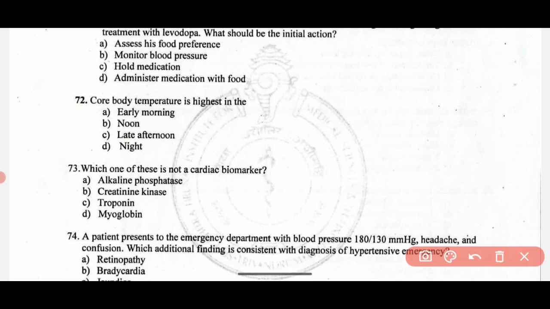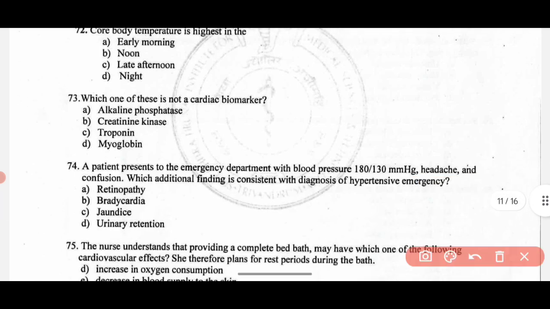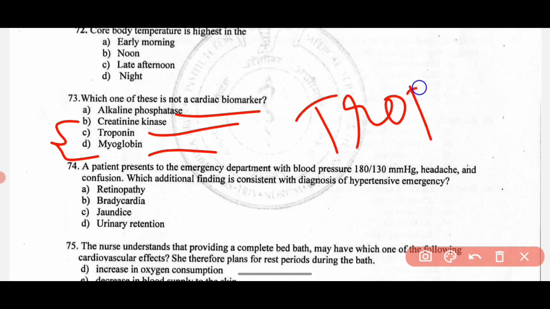Next one, which of the following is not a cardiac biomarker? For this you should know the cardiac enzymes. What are all the cardiac enzymes? TROP-I, TROP-T, myoglobin, creatinine kinase. These B, C and D are coming under cardiac enzymes. If there is myocardial infarction, the first and more important test to identify whether the person had injury in the myocardial region is TROP-I.